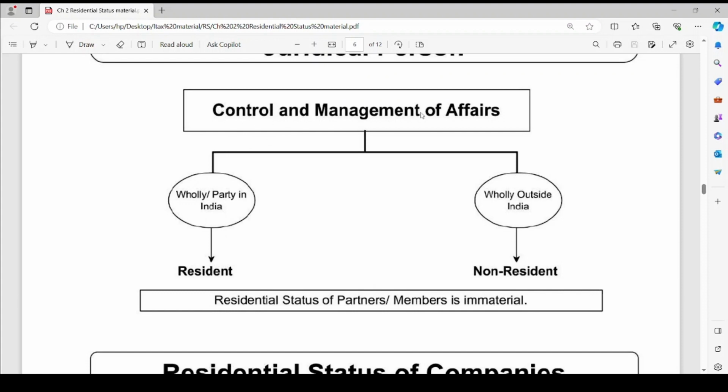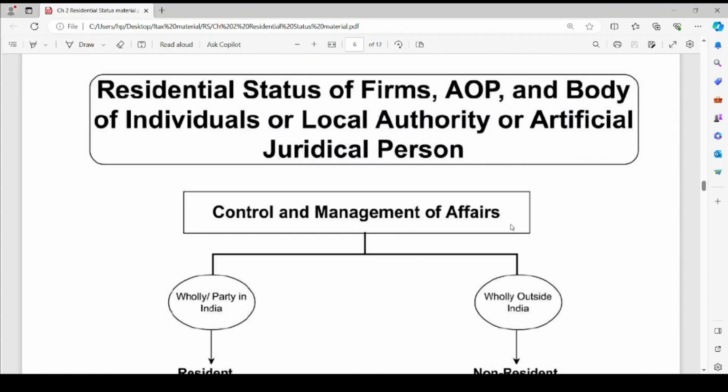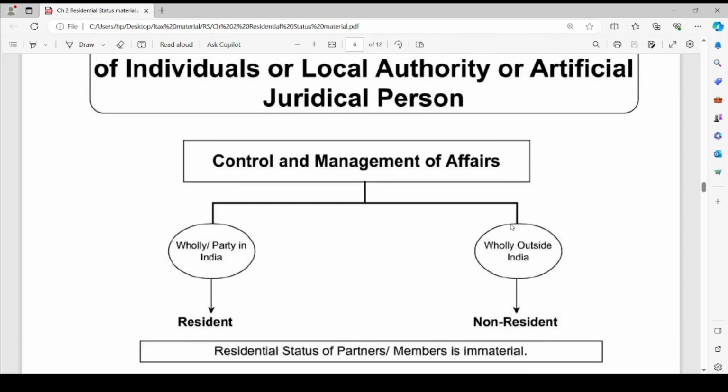And if the control and management of affairs is wholly outside India, that is, no business decision is taken in India, in such a case he will be a non-resident. Residential status of partners in case of firm or members is immaterial. While we are determining the residential status of firms or AOPs, body of individuals, local authorities, or artificial juridical person, we only determine it based on the control and management of affairs. That is where actually the brain of the person lies, where the control is exerted.